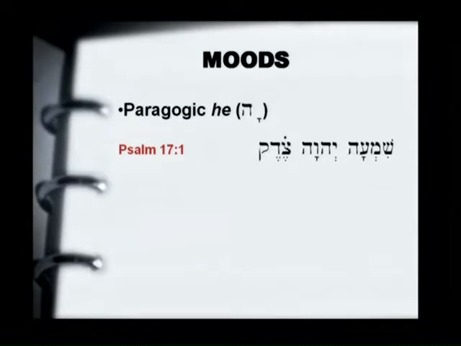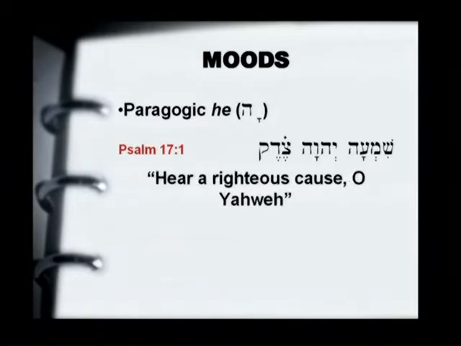This comet's he is placed on here to give a sense of urgency. Listen, hear that Yahweh is righteous, or hear a righteous cause. Context will determine which of the meanings is correct. O Yahweh, hear, O Yahweh, a righteous cause, or hear that Yahweh is righteous.